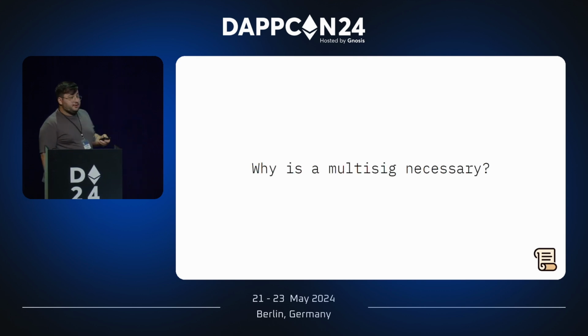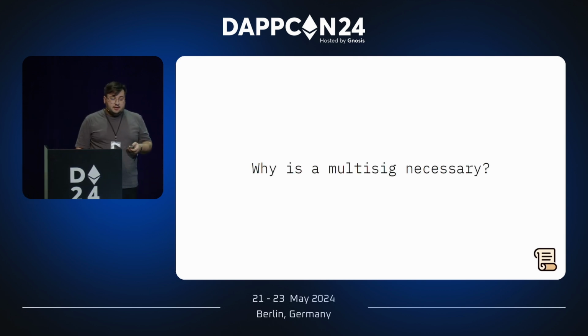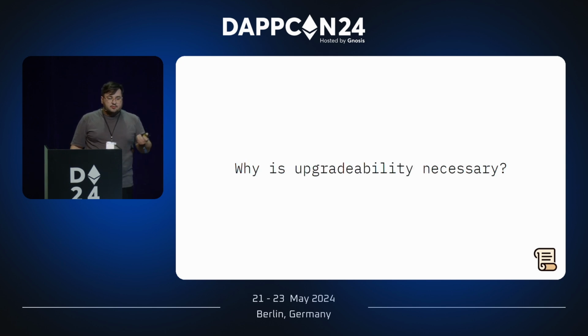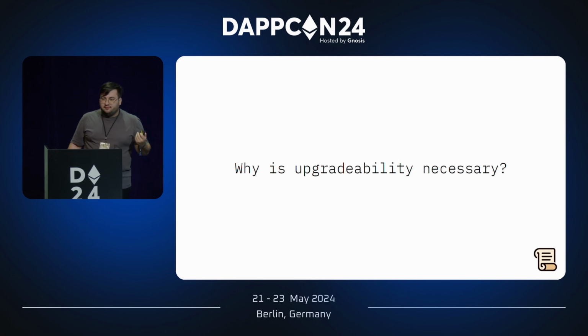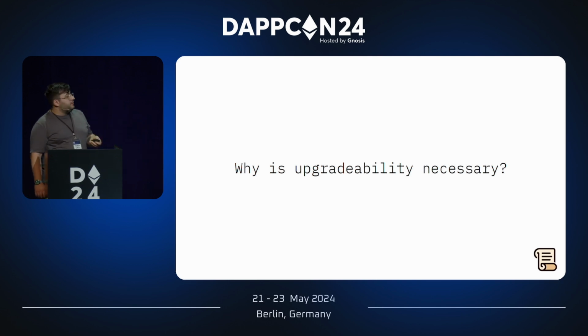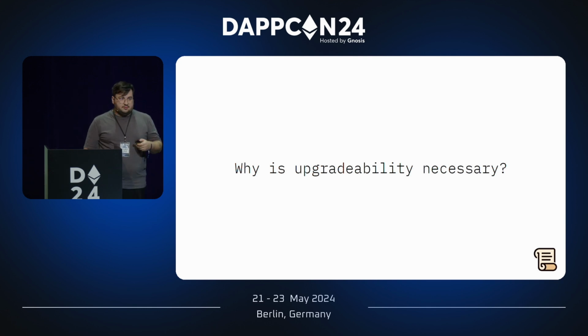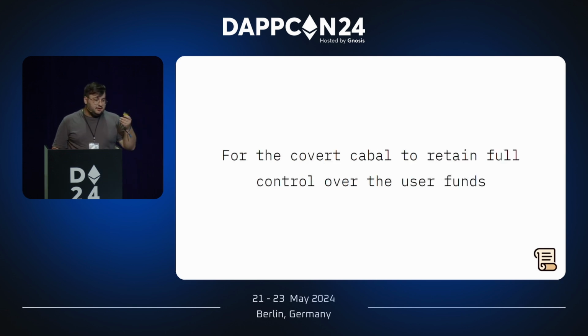So let's go back to the question: why is a multisig necessary? Or let's be more precise here: why is upgradability in general necessary for rollups? I think with app-specific rollups, you can get away to a certain degree without having a multisig. But if you're talking about general-purpose rollups, I think it's not a question, and I'll explain why it is later.